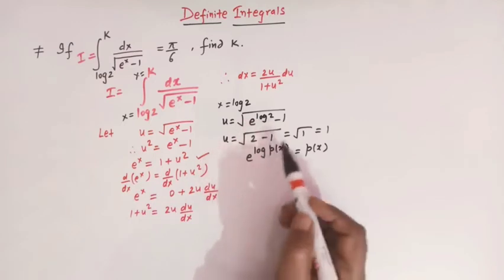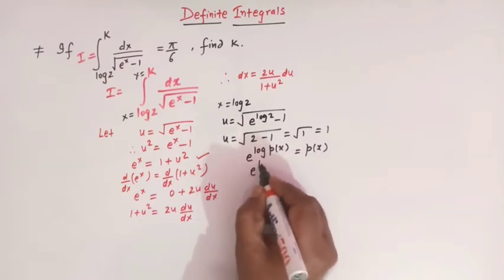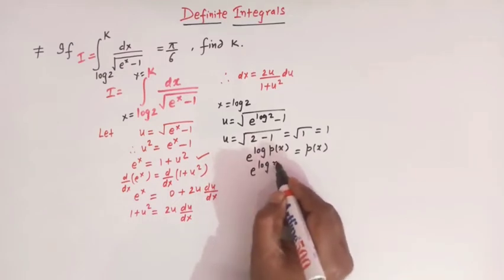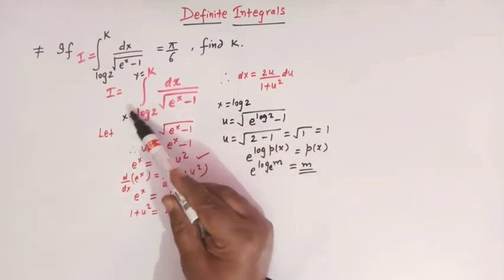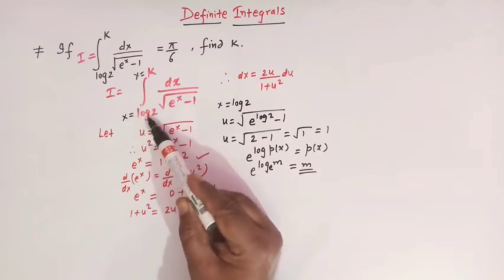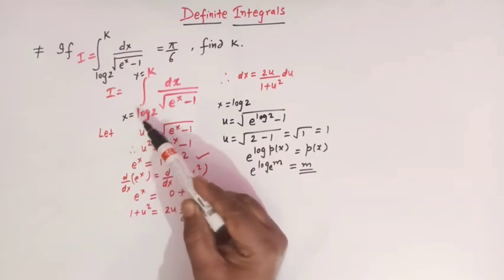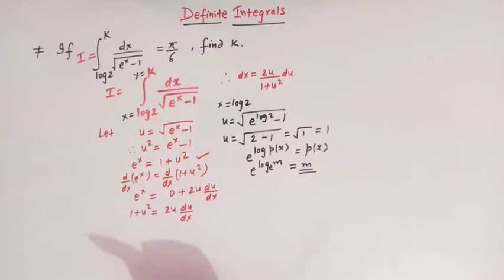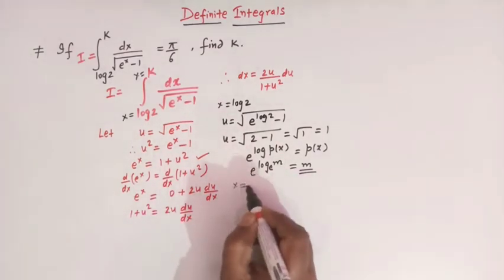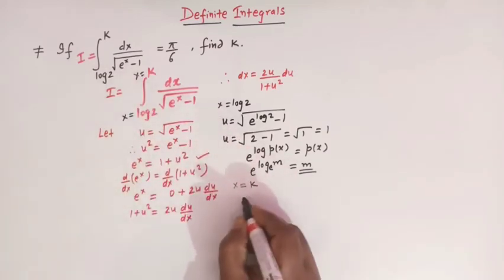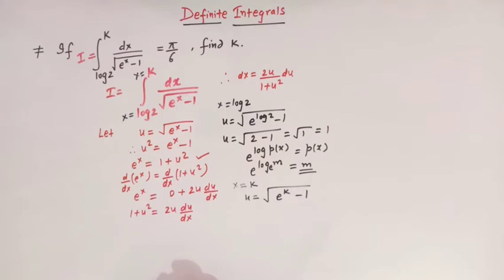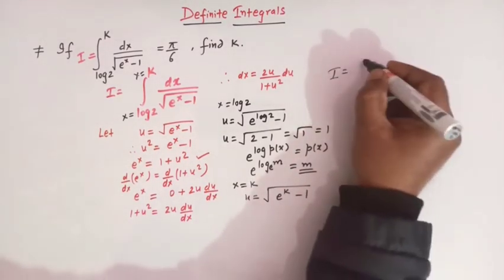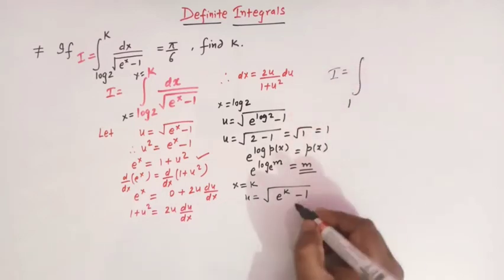So here we have used this relation, or in other words we can say that e raised to log of some number, say m, where the base is e, is equal to m. The lower limit is given as log of 2, and the base of this log is e, that is we are dealing with the natural log. Now when x is equal to k, then the value of u is square root of e raised to k minus 1.